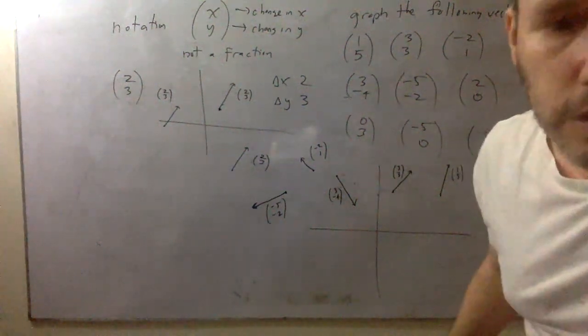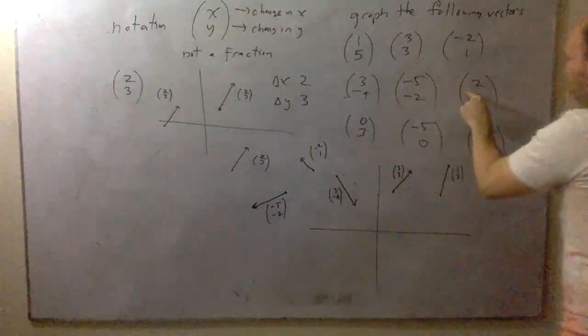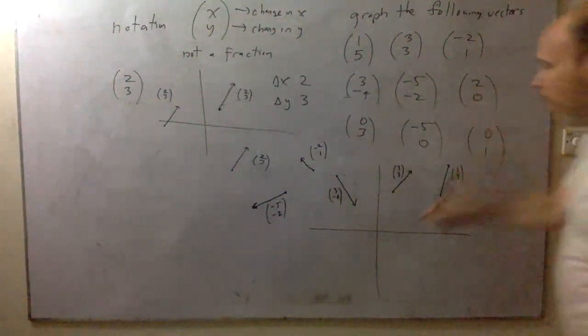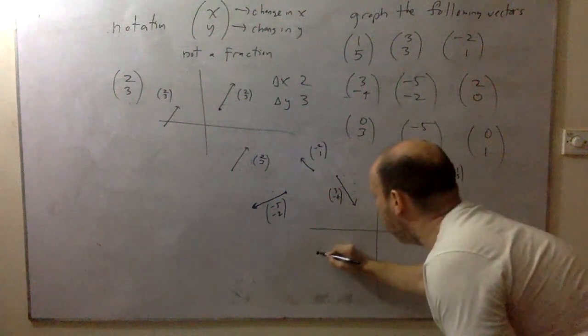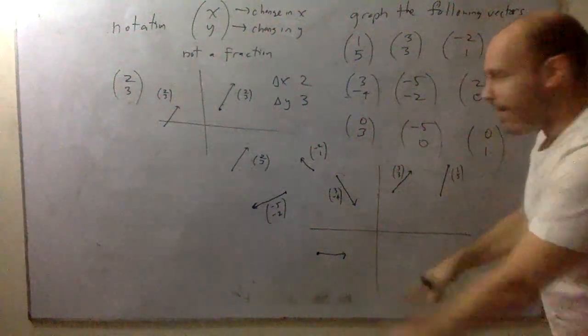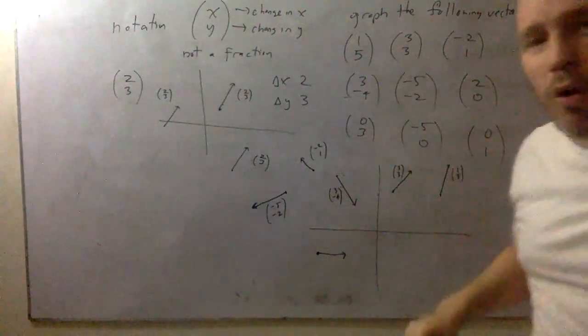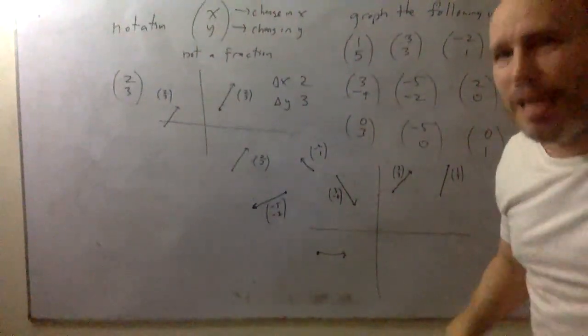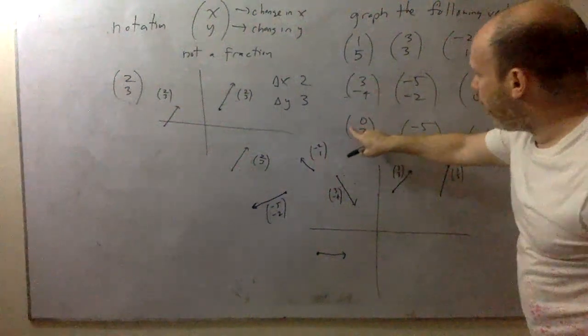Let's try another one. How about 2, 0? What direction is this? Well, let's start down here. Let's see, 2 to the right, 0 up and down. East is now represented by this vector. Go east 2 miles. Now we have a representation. Say, go east, go west. This is east.